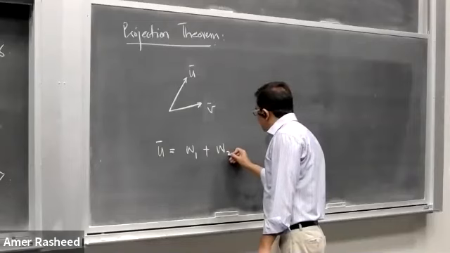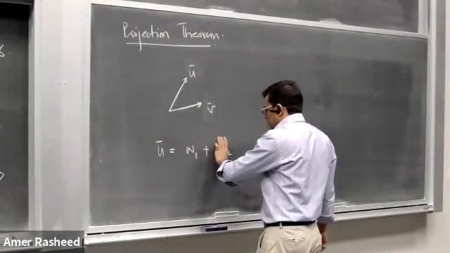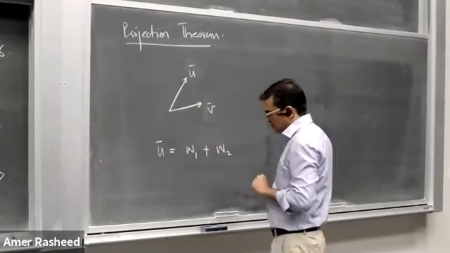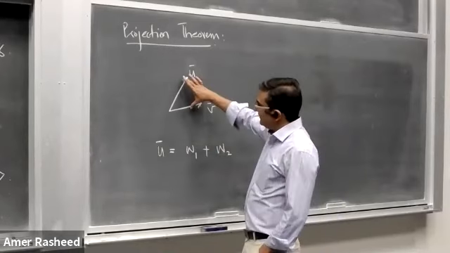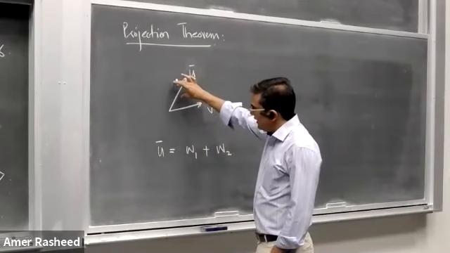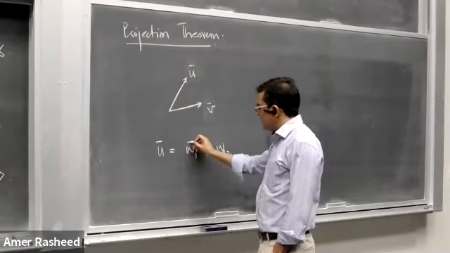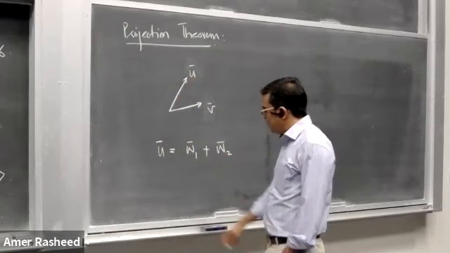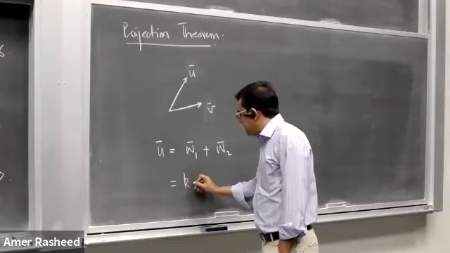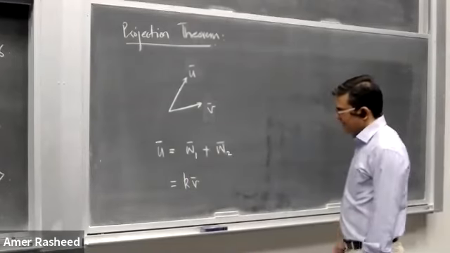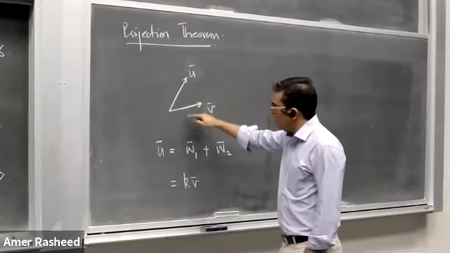If we have two vectors U and V, then U can be uniquely written as W1 plus W2. This is what the projection theorem tells us. U can be uniquely written as the sum of two vectors W1 and W2, where W1 is K times V. And this is the vector component of U along V.